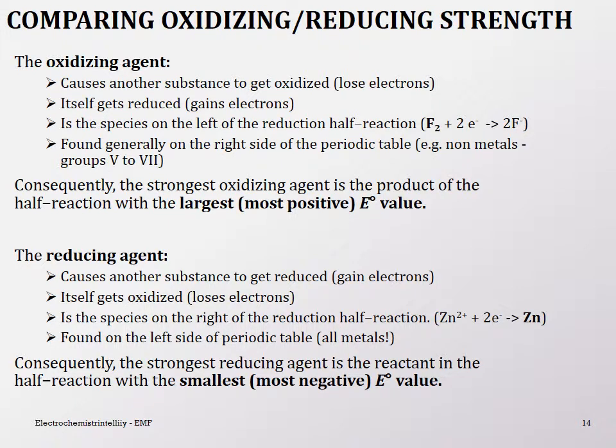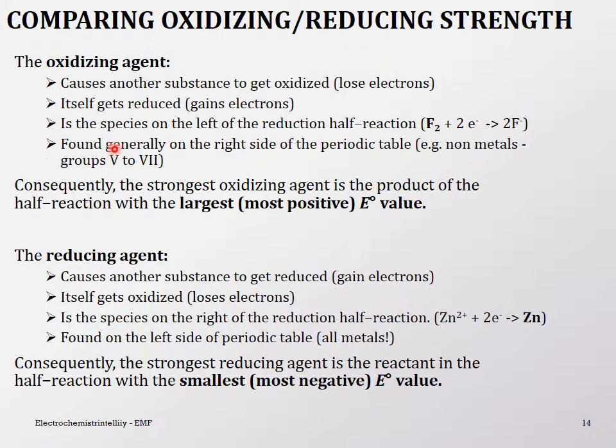So let's talk about comparing the oxidizing and reducing strength of some elements or compounds. First of all, what is an oxidizing agent and what is a reducing agent? An oxidizing agent is something that causes something else to get oxidized, which means something else will lose electrons. So the oxidizing agent itself is going to gain electrons. It causes something else to lose electrons. Usually in the half reactions that you see in the electrode potential table, which we saw in the previous slide, that is going to be the species on the left-hand side of the equation. So for example, F2, Cl2, those kinds.